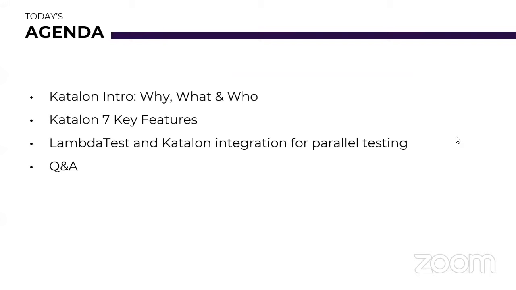Today's agenda is that we'll be talking about Katalon, what it is and why you would need it. They have recently launched a new version, Katalon 7, and we will go into its features and how you can use it for your automation testing. In the final part, we'll focus on how you can integrate LambdaTest and Katalon to run your tests in parallel and get better browser coverage with the help of the LambdaTest automation platform.